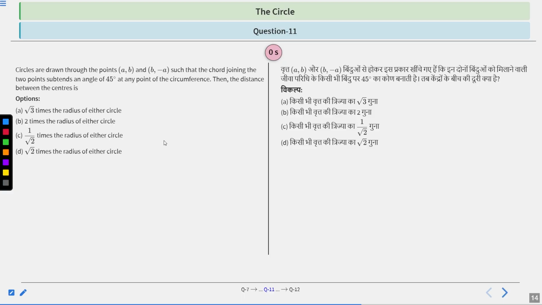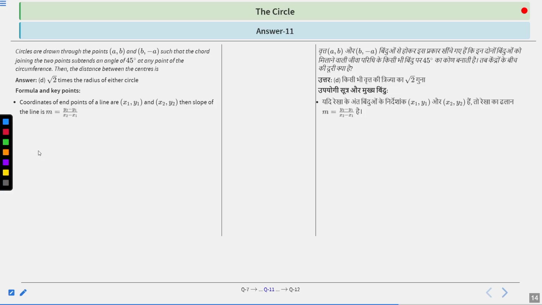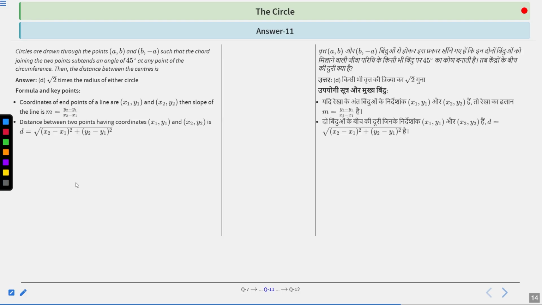Okay, let's move to the solution part. See, the formula and key points we will use in this question is: if the coordinates of the endpoints of a line are (x1, y1) and (x2, y2), then the slope of the line is m is equal to (y2 minus y1) upon (x2 minus x1). The distance between 2 points having coordinates (x1, y1) and (x2, y2) is d is equal to root over (x2 minus x1) whole square plus (y2 minus y1) whole square, right? So let's see the solution.